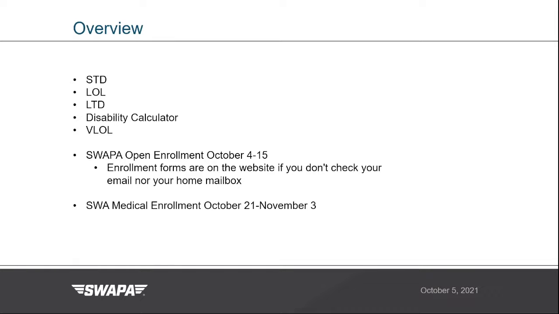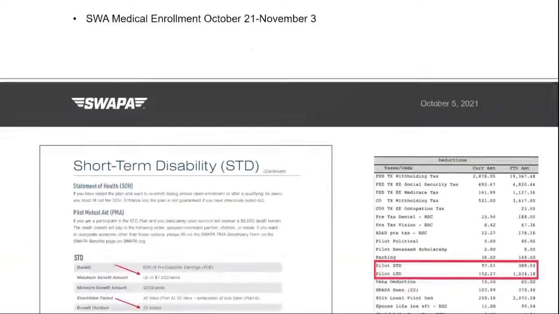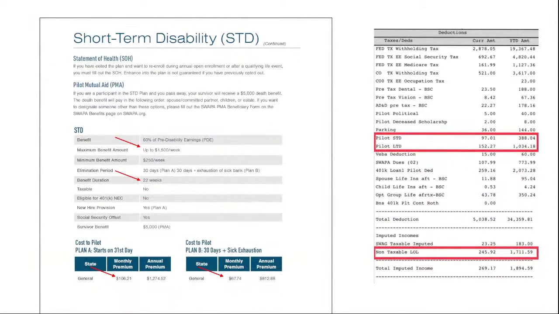We want to remind everyone that the SWAPA open enrollment for short-term and long-term disability started yesterday, and it ends on the 15th. The enrollment forms were all mailed to you, so they'll be in your mailboxes at home. They were emailed to you last week. We'll email them to you again this week. And if that doesn't work, they're on the SWAPA website as well. The SWA medical open enrollment starts October 21st and goes through the 3rd of November. And that's when you can change your loss of license plans from taxable to non-taxable or vice versa.